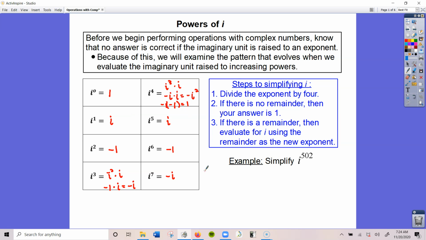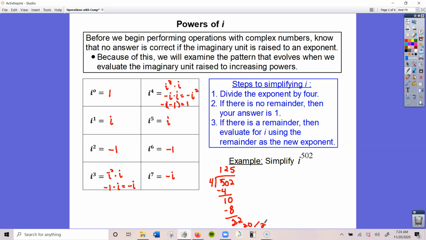So what we do is we take the exponent and we divide it by 4. 4 goes into 5 one time. And we have to do long division here. Bring down the 0. 4 goes into 10 2 times to give you 8. 10 minus 8 is 2. We bring down the next 2. 4 goes into 22 5 times. And so then 22 minus 20 is 2.